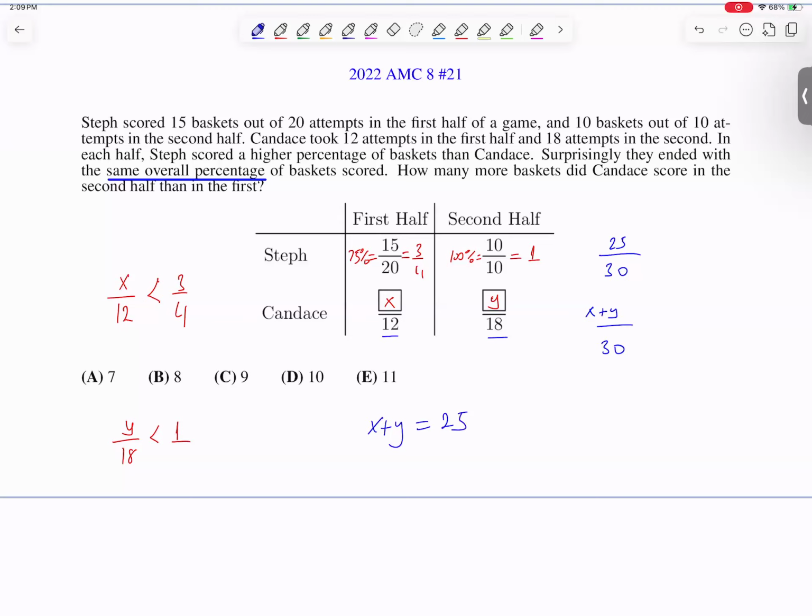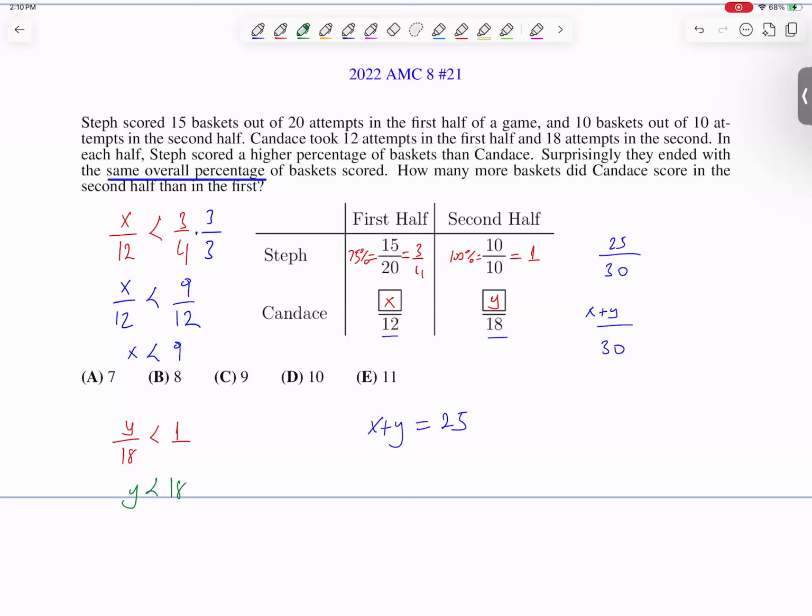In the first inequality, if we multiply top and bottom by 3, since 3 times 4 is 12, then we have X over 12 is less than 9 over 12. And observe that X is less than 9. In the second inequality, we can write Y is less than 18.